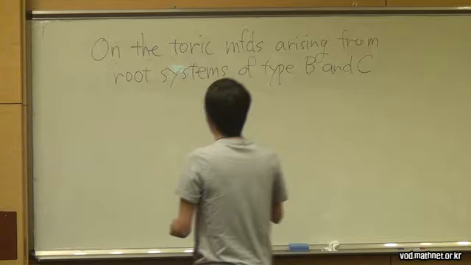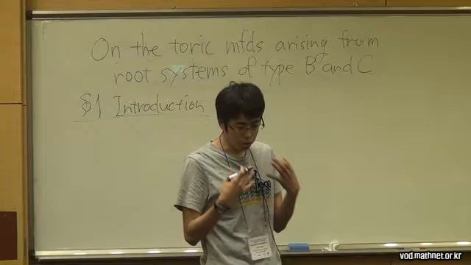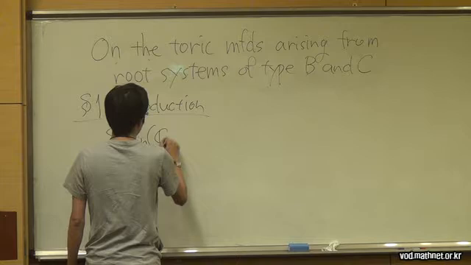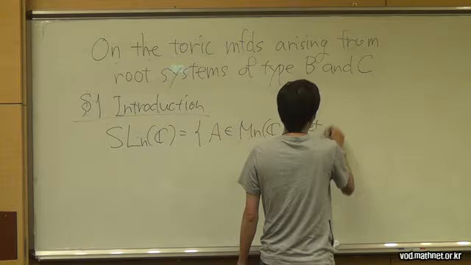In the first 15 minutes, I will spend time to share the idea of the construction with you. So let me start from the Lie group SL_n(C). This is the set of complex matrices of size n whose determinant is equal to 1.